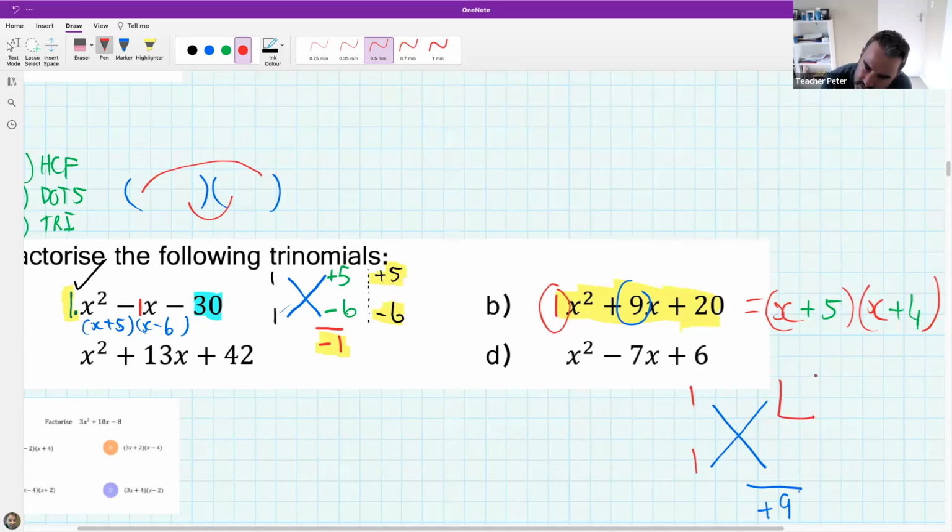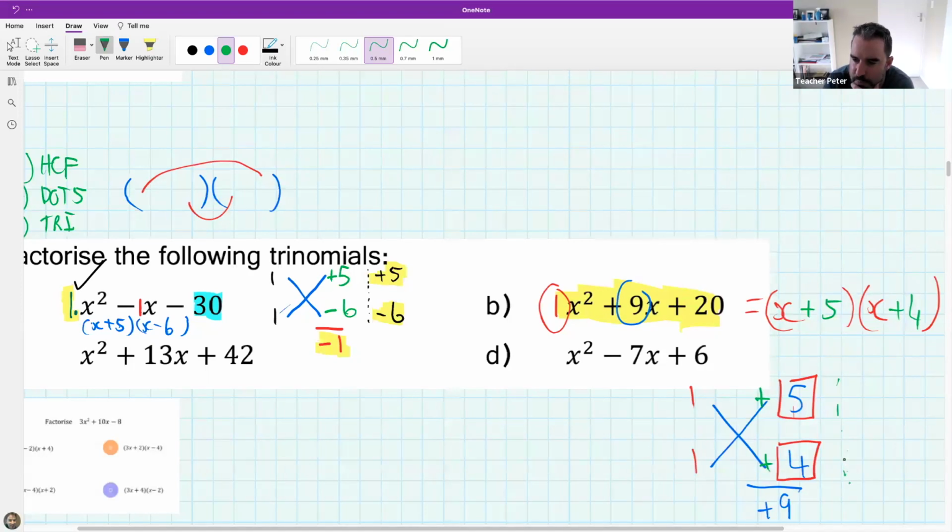Now, I have to fill these boxes out. I need to put numbers that multiply together to give me 20. What numbers multiply together to give me 20? It's going to be 10 and 2, or it could be 5 and 4. Because Indeed helped us out, we know that 5 and 4 would work here. But what do the signs need to be so that 1 times something 4 and 1 times something 5 give us plus 9? Well, they have to be a plus and a plus.